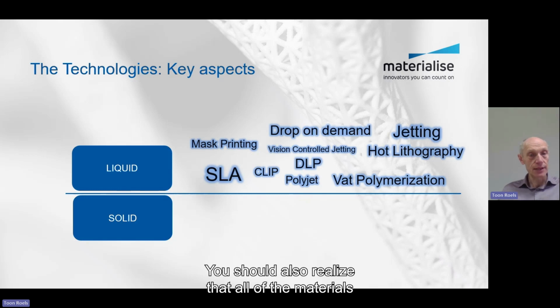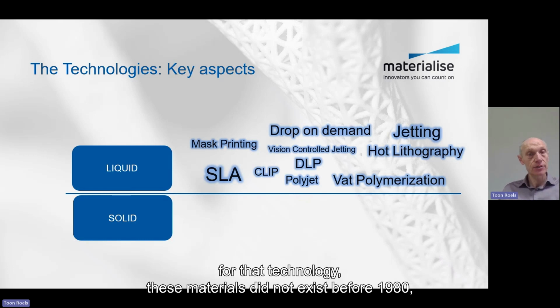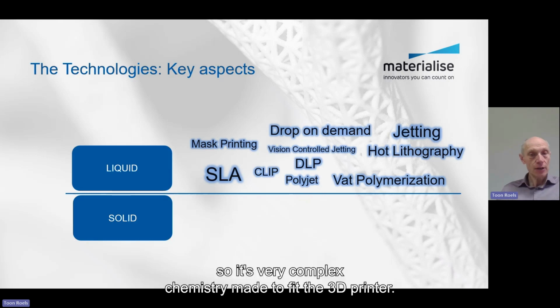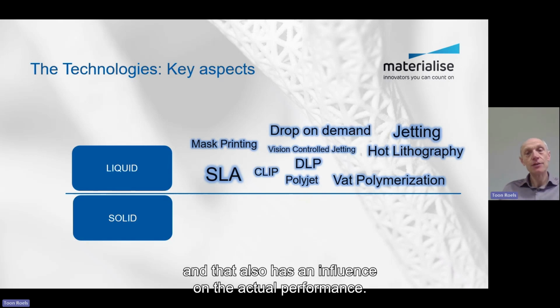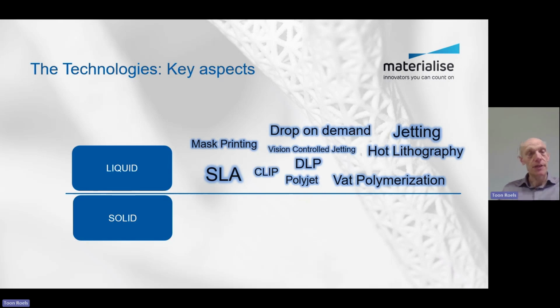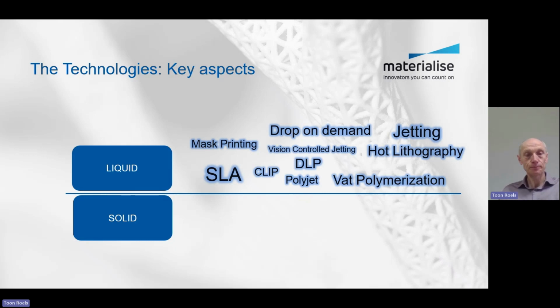You should also realize that all of the materials that are being used in liquid 3D printing technologies have been invented for that technology. These materials did not exist before 1980. So it's very complex chemistry made to fit the 3D printer. We talk about young materials, young technologies, and that also has an influence on the actual performance. And in the end, you get a plastic, and in this category, we talk about a cross-linked polymer.